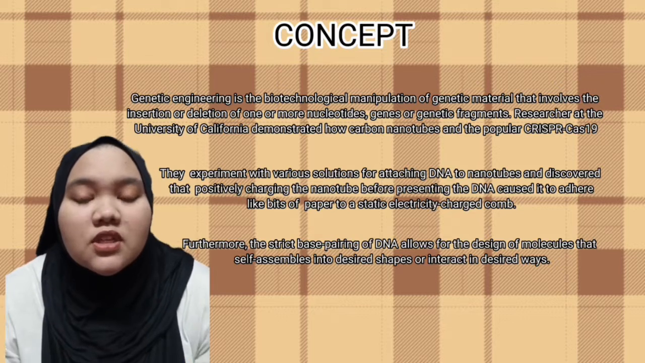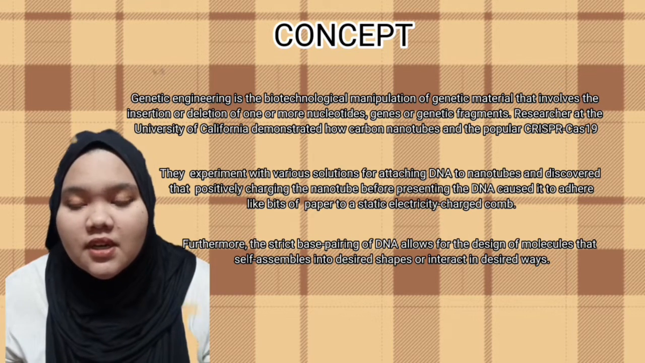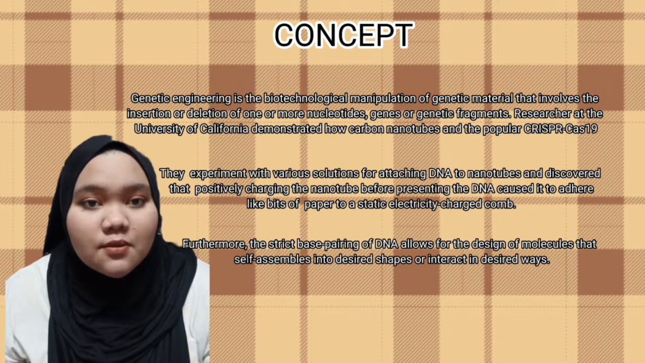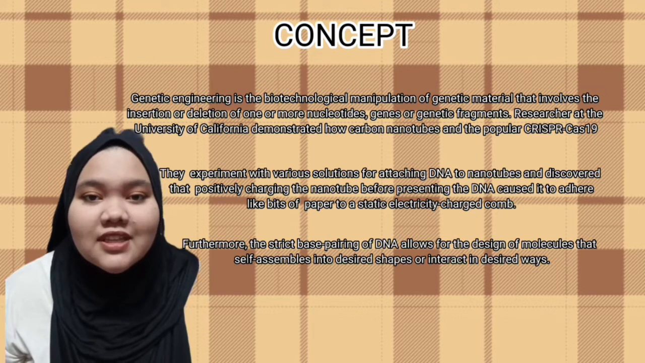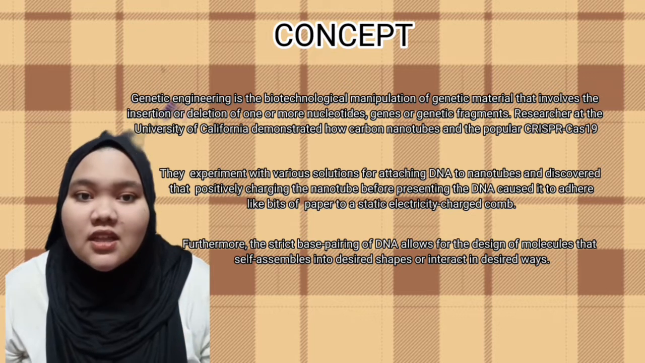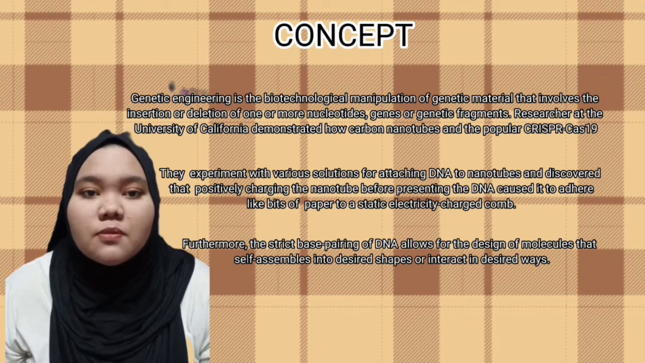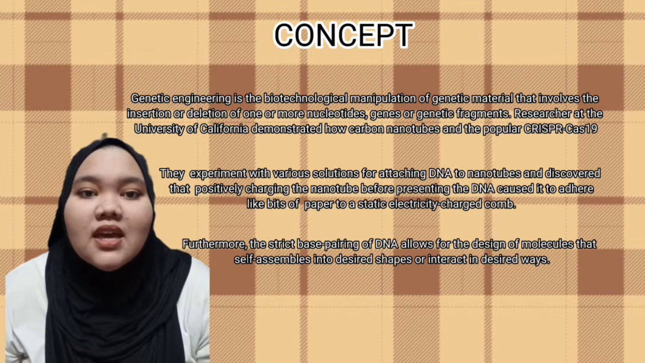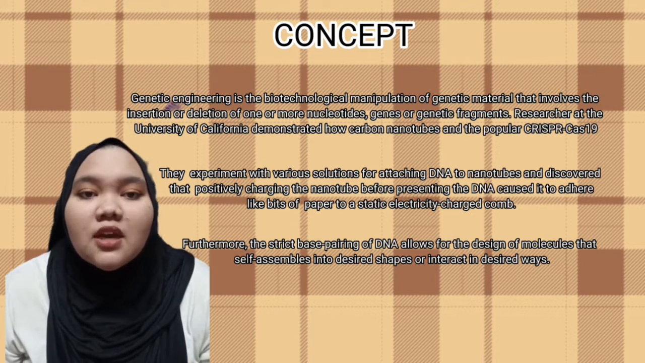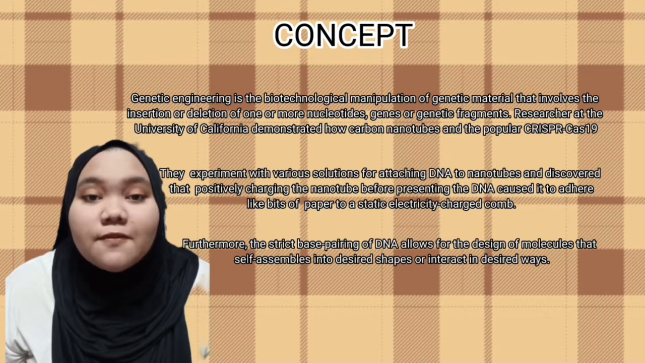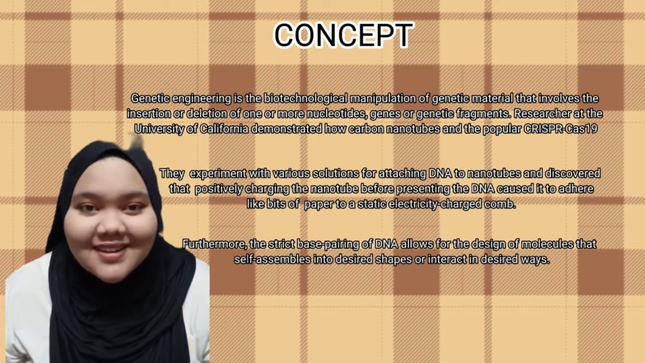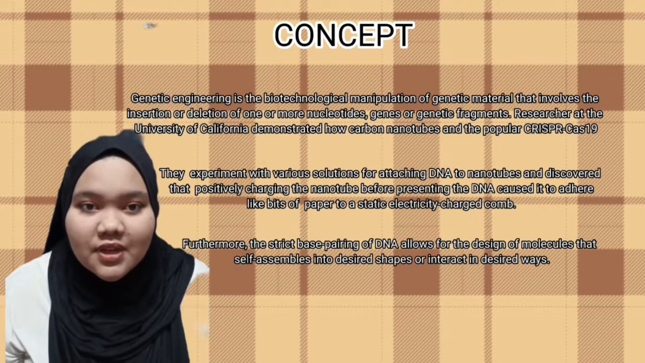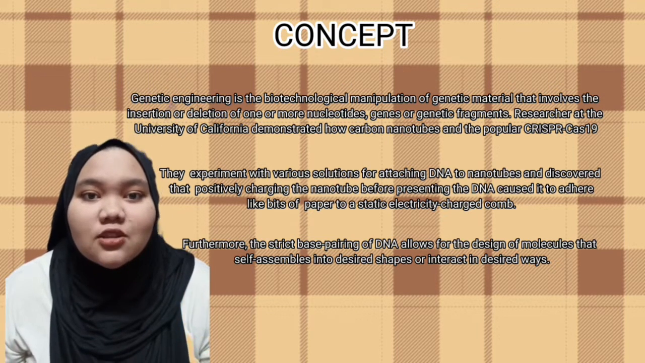In the study, the researchers were able to deliver genetic material into a plant cell by attaching it to carbon nanotubes, which are small enough to pass easily through a plant cell wall. They experimented with various solutions for attaching DNA to nanotubes and discovered that positively charging the nanotube before presenting the DNA caused it to adhere like bits of paper to a static electricity charged comb. Their process has the potential to rapidly and efficiently supply genes to plants across species, and using such a method could encourage the creation of transgenic plant lines without inserting foreign DNA into the genome.